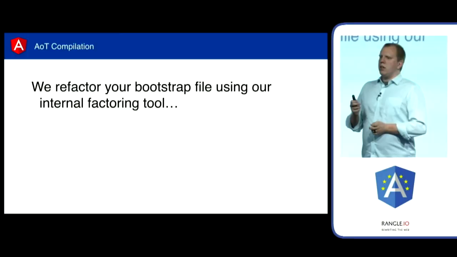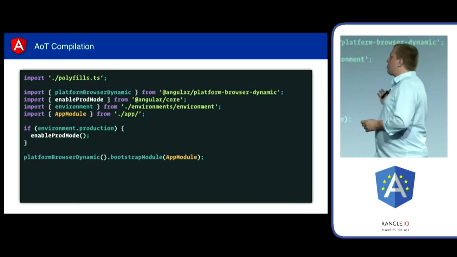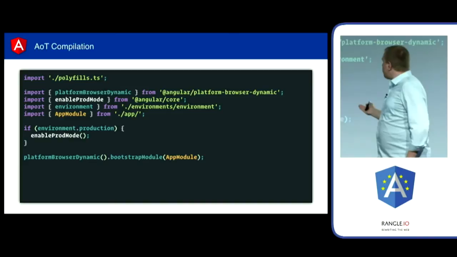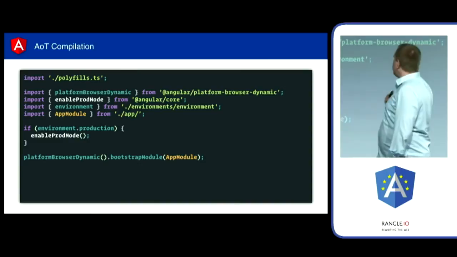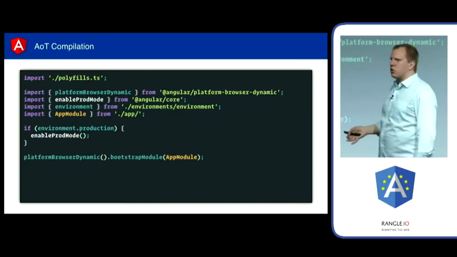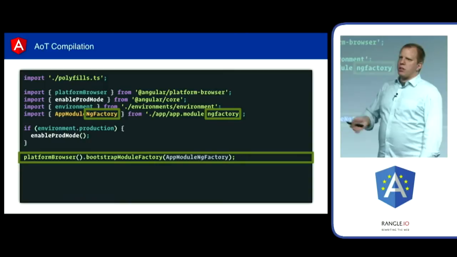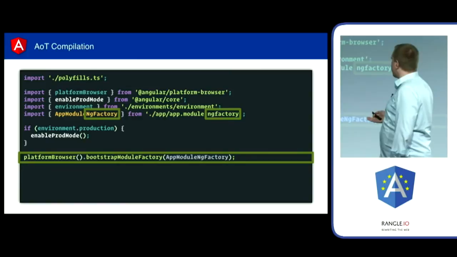So this is the bootstrapping code that is by default in a new CLI app. Those of you who use the CLI will recognize that code. This is dynamic. This is using JIT. This is not using ahead of time. So what we do is basically we change that code automatically, so you can move everything around, have your own logic in there, and it's not going to be touched. And then we use the ng factory that we just generated by building your module ahead of time. And we refactor your bootstrapping code so that we call the right bootstrapping.